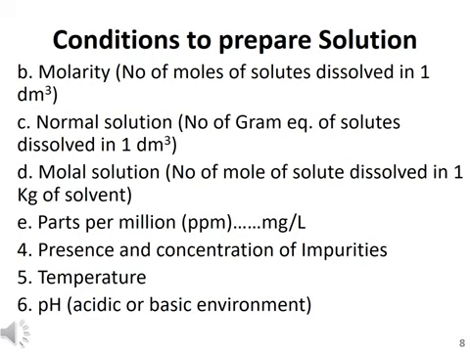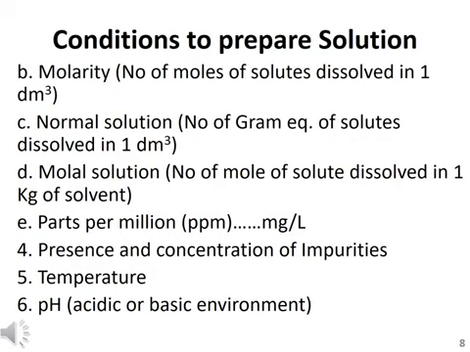The next expression of the concentration is parts per million. Parts per million is always denoted as ppm, and when you take 1 milligram of a solute and dissolve it in 1 liter of the solvent, then you will have a 1 ppm solution. In addition to the concentration of the solution, we will be very careful about the presence and the concentration of the impurities in the reaction mixture, in the solvents, and in the precipitating reagent.